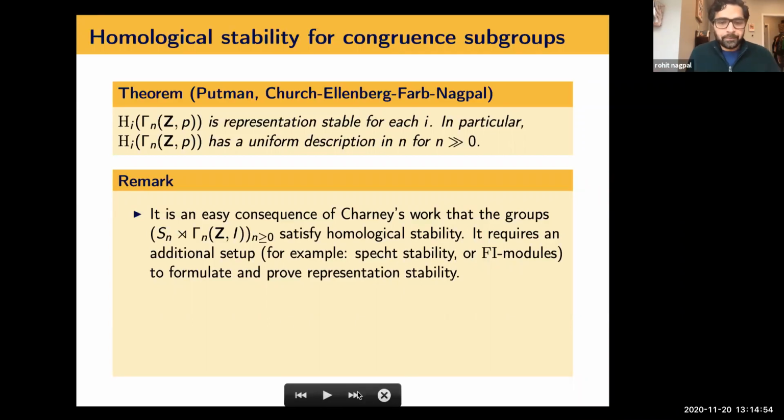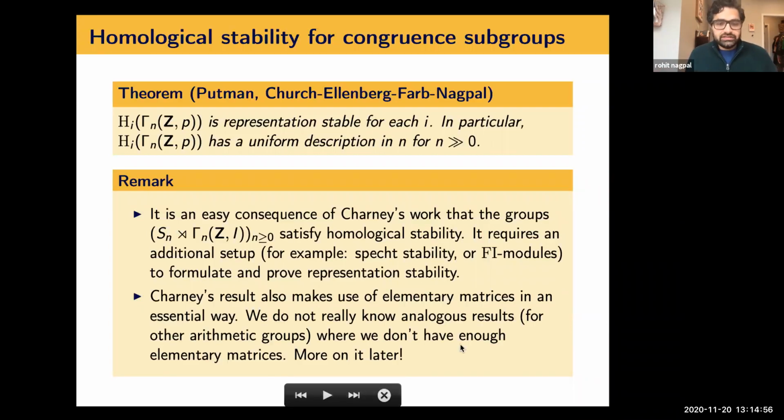Another thing that I want to mention is that Charney makes essential use of the elementary matrices while proving her result. We will try to see what happens later when we do not have a lot of elementary matrices to deal with, right? Okay.